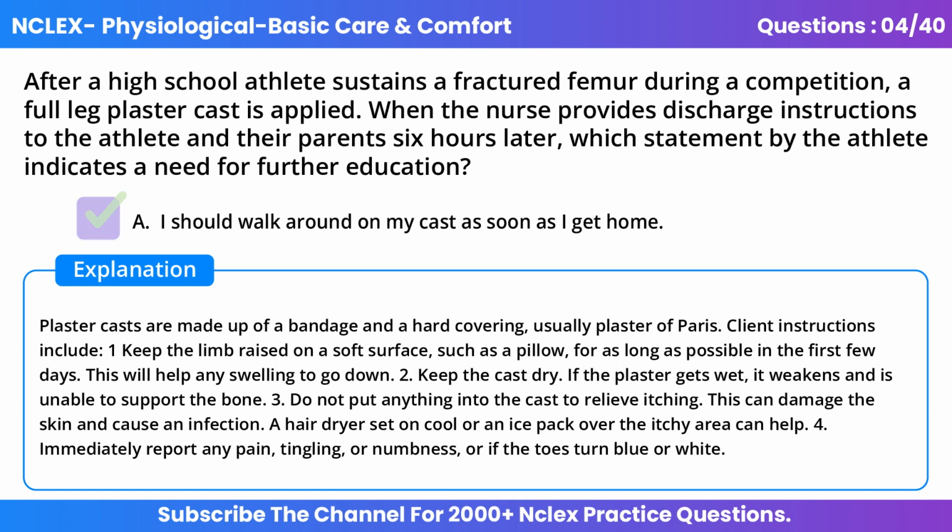Plaster casts are made up of a bandage and a hard covering, usually plaster of Paris. Client instructions include: 1. Keep the limb raised on a soft surface, such as a pillow, for as long as possible in the first few days. This will help any swelling to go down. 2. Keep the cast dry. If the plaster gets wet, it weakens and is unable to support the bone.